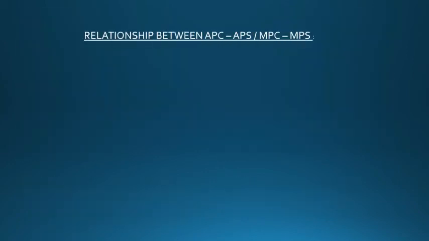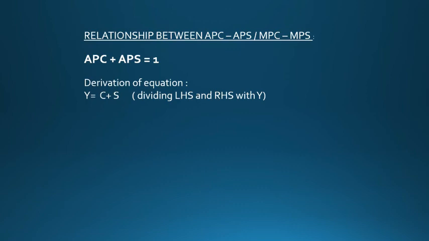Now let's talk about the relationship between APC, APS and MPC, MPS. First, APC plus APS is equal to 1. This can be proven with an equation where income is equal to consumption plus saving. So dividing the LHS and RHS with income, we'll find that income and income cancel out, giving you 1, and C upon Y is actually APC and S upon Y is APS.